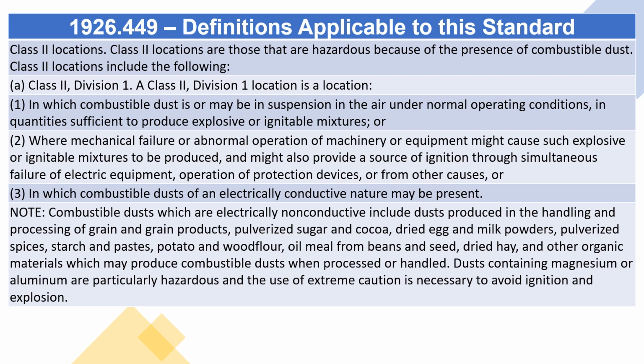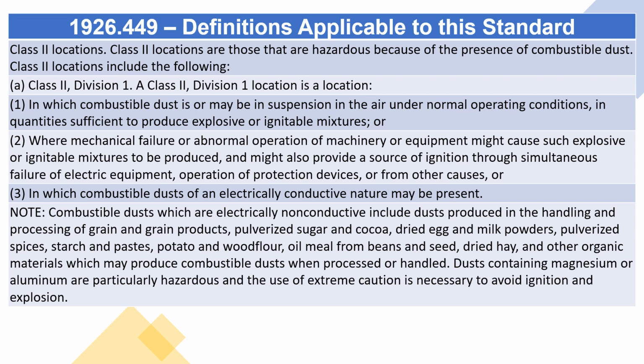Class 2 locations. Class 2 locations are those that are hazardous because of the presence of combustible dust. Class 2 locations include the following: A. Class 2, Division 1. A Class 2, Division 1 location is a location 1. In which combustible dust is or may be in suspension in the air under normal operating conditions, in quantities sufficient to produce explosive or ignitable mixtures, or 2.